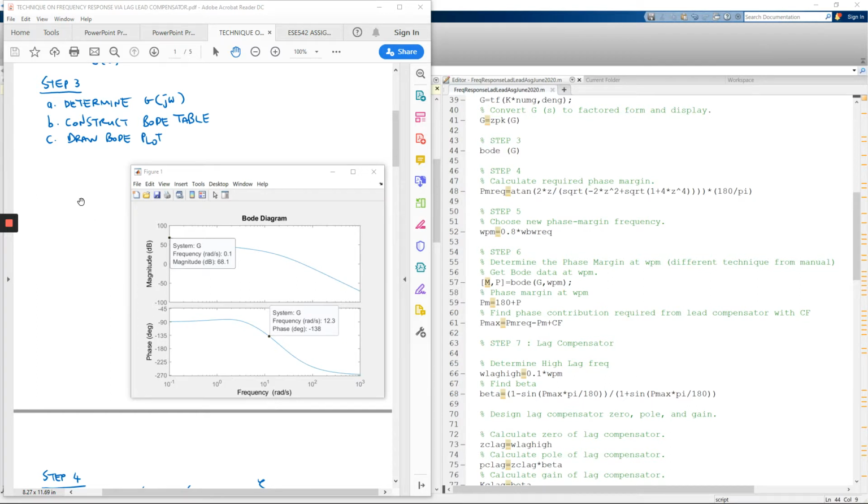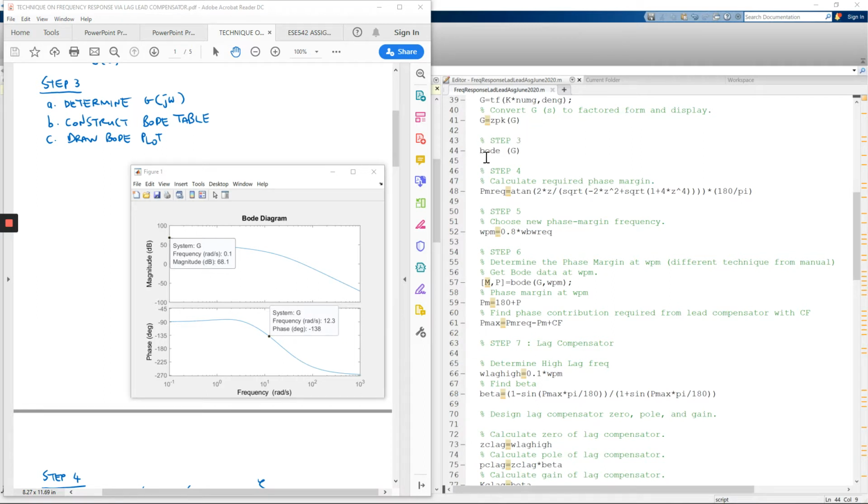So we continue with step 3. Based on the transfer function in the S domain, we determine the transfer function in the frequency domain by replacing S with j omega, then construct the Bode table and draw the Bode plot. In Matlab, we just use the code bode for G, so we do not need to do the step of replacing S with j omega.